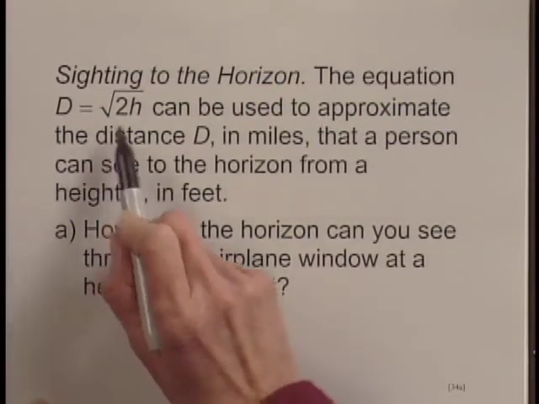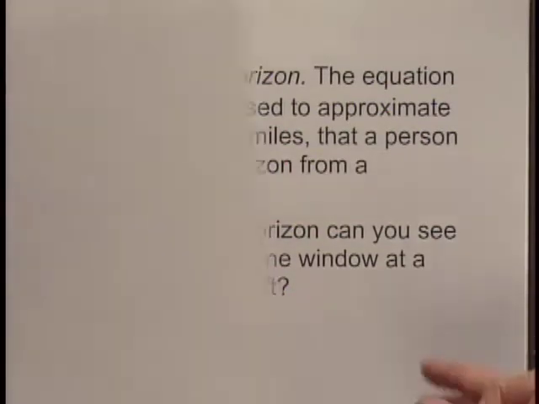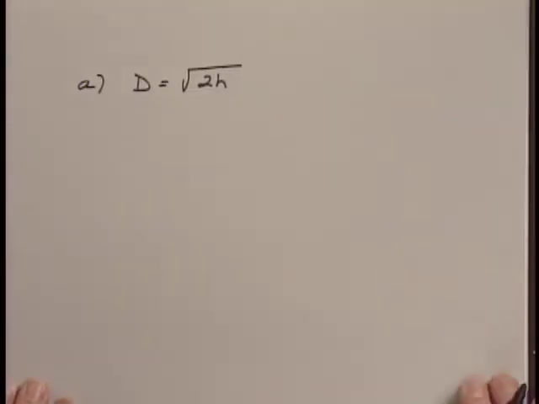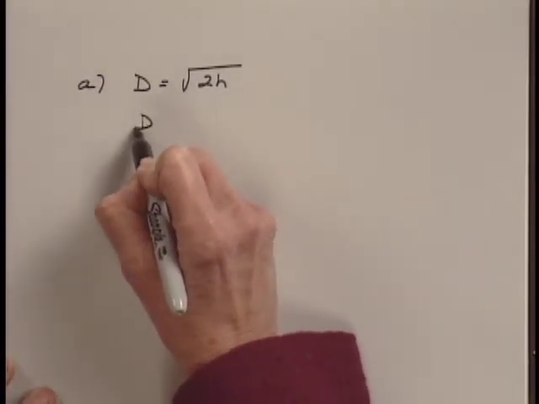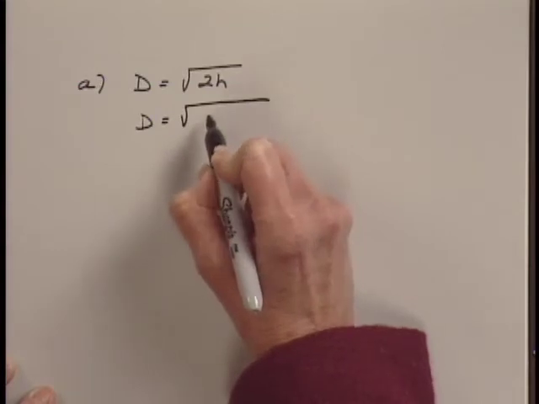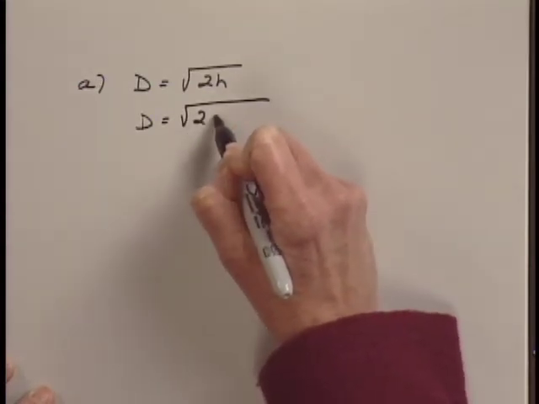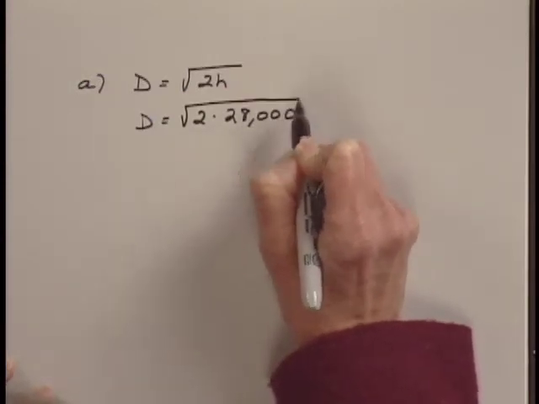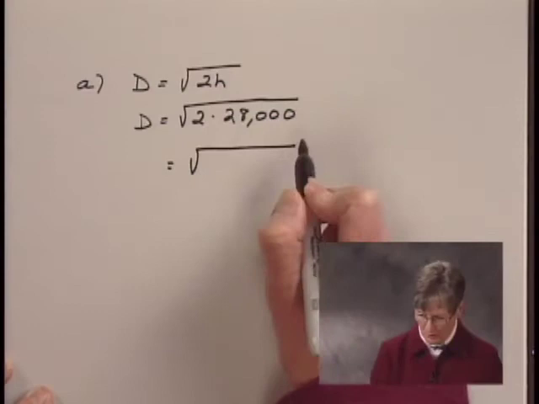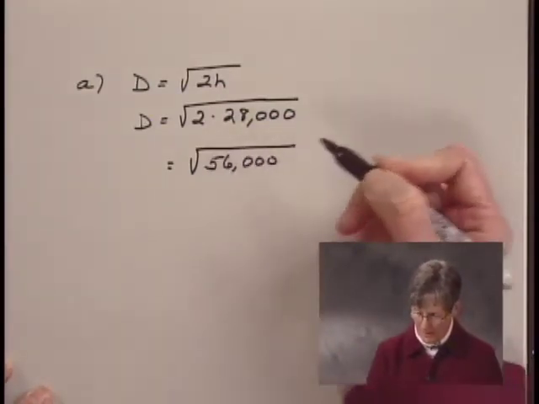Well, we're going to use this formula, and because the height h is 28,000, we're going to substitute 28,000 for h in the formula. And let's do that where we have a little more space. This is the formula, d equals the square root of 2h, and h is 28,000. So we have d equals the square root of 2 times 28,000. And when I do the multiplication, I get 56,000 under the radical symbol.